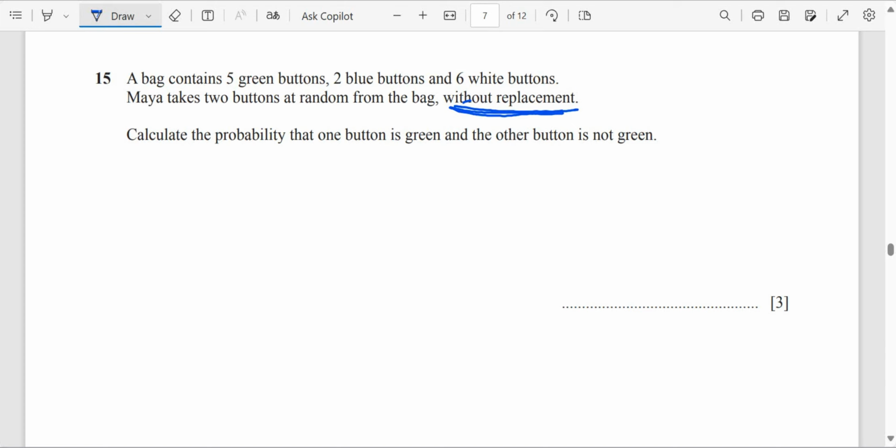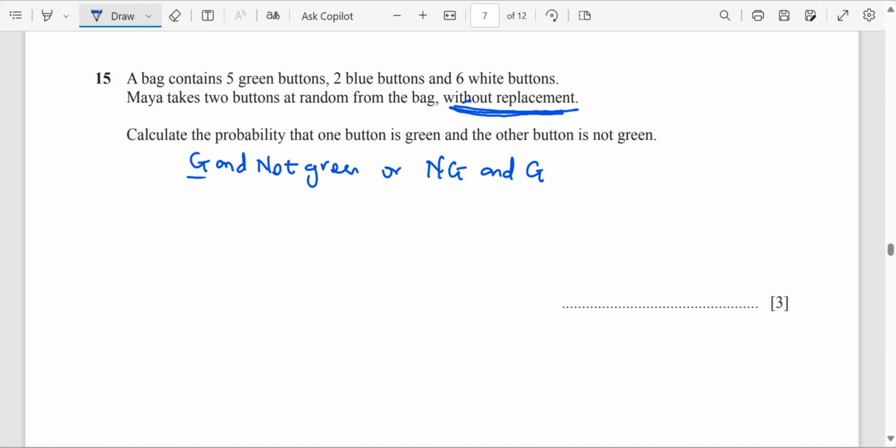Now, some students misunderstand this part when they say one button is green and the other is not green. The question did not say that the first button is green and the other is not green. It says one is green and the other is not green. That means the first could be green and the second not green, or the first could be not green and the second green. So we actually have two possibilities here. So it's either we have green and not green, or not green and green.